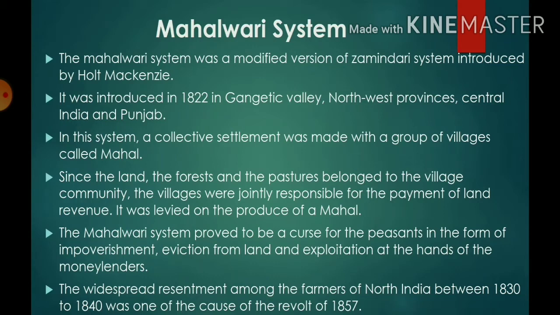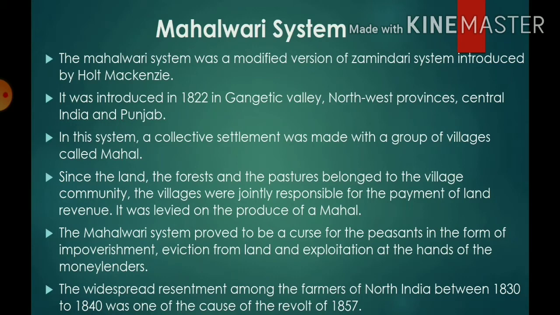Under the Mahalwari system, the peasants were also exploited by the moneylenders, and for that cause the peasants became angry. The result of the anger of the peasants was also a cause of the revolt of 1857, the first war of independence, the Sepoy Mutiny.